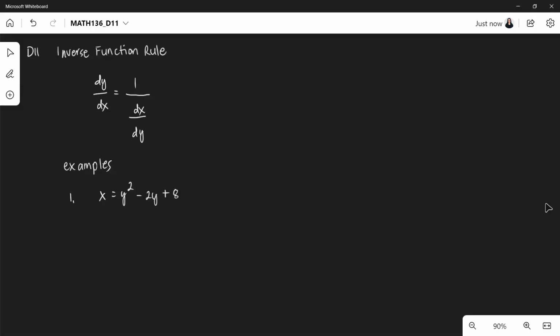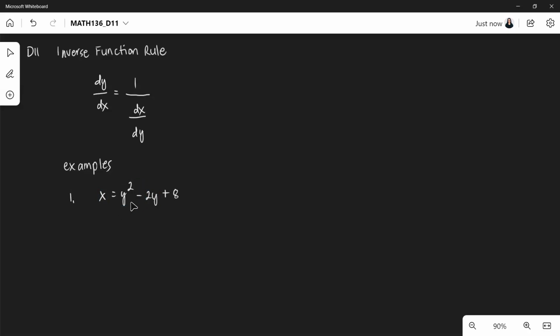So this is the inverse function rule. There are times that we cannot express y in terms of x easily, such as this first example here. If we are going to put y on the left side of the equation, it would be very time consuming because y is being squared here, so it's already quadratic. So we can use the inverse function rule.